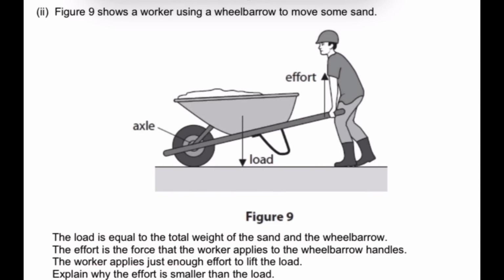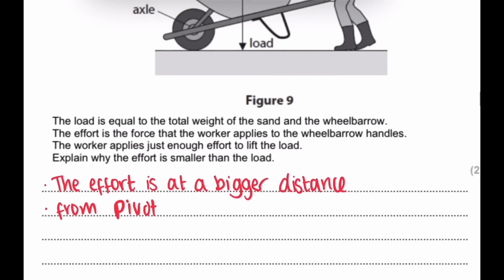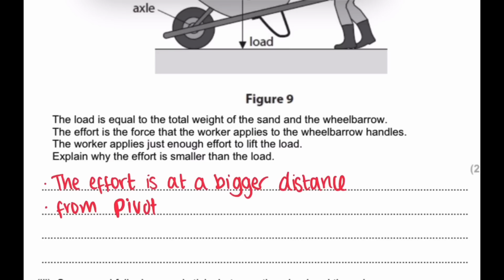In this diagram, when you're using the wheelbarrow, the effort needed is small if you push far from the pivot. This is because a small force applied far from the pivot creates a big turning force, which we call the moment. This big moment can lift a heavy load that's close to a pivot, so using a wheelbarrow with a long handle will make it easier to lift things with less effort. This means the effort is at a bigger distance from the pivot. And remember that just saying from the pivot will give you another mark, and that will be 2 marks.